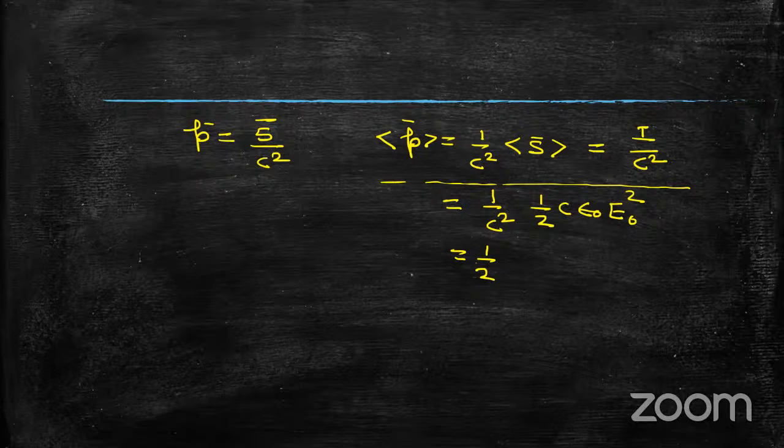C square, right? Because C square itself is such a huge quantity. C tends to 10 to the power 8 meter per second, and the square of that tends to 10 to the power 16. So you don't feel that force at all. Your body doesn't even sense that force. That is so small. Either you take a very, very small object, or you increase your intensity very high.